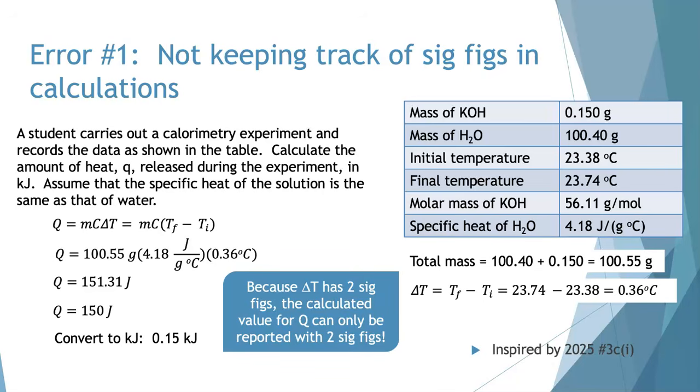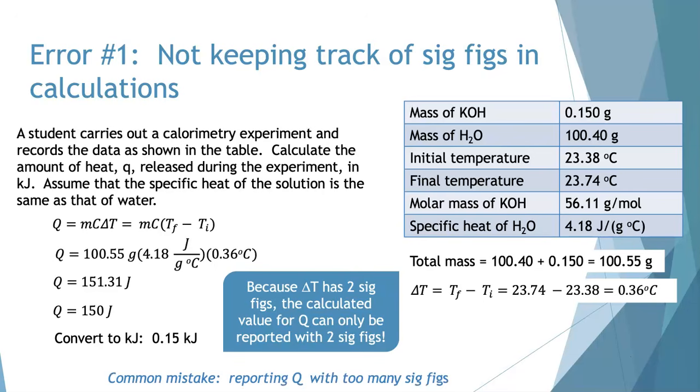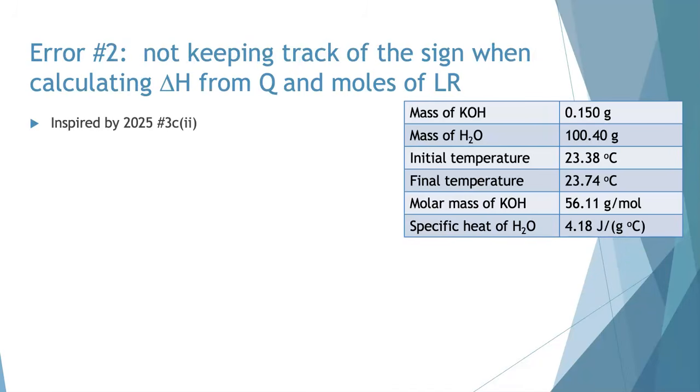We do need to finally convert this to kilojoules. The question did ask for it in kilojoules. In kilojoules, that'd be 0.15 kilojoules. Although if you left it in joules, you'd still get credit. So the common mistake here was reporting Q with too many SigFigs. This leads us directly into the second type of common error that we saw, which is keeping track of the sign when you're calculating the enthalpy change from Q and the moles of the limiting reactant.